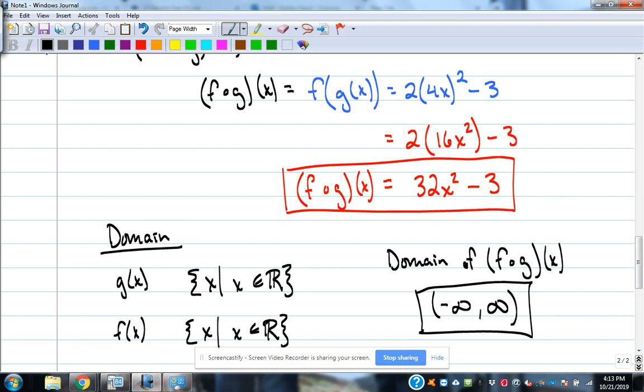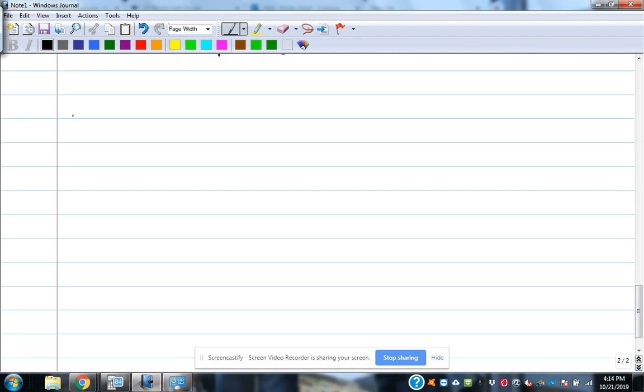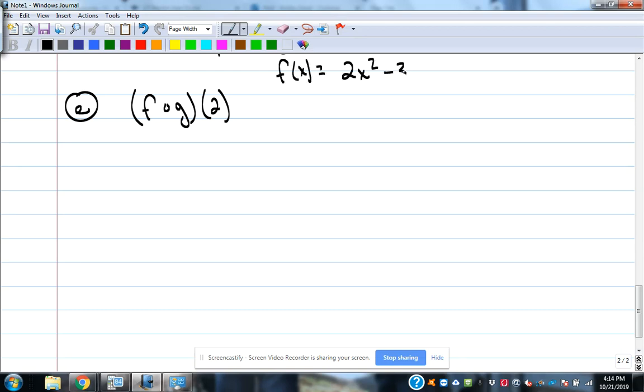So let's look at taking that particular function composition and doing a little bit of stuff with it because that's one of the things that happens. That's example E. Example E, if we did f composed with g of 2, where f of x is the same function, 2x squared minus 3, and g of x is still 4x. Those are still the same. We're using the same ones. And they wanted us to find f composed with g of 2.